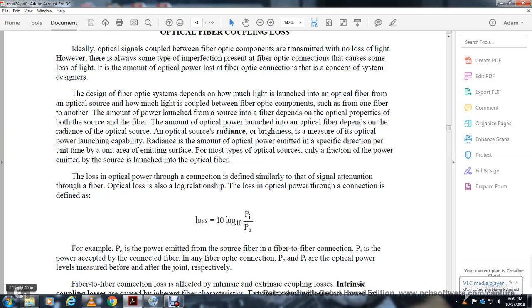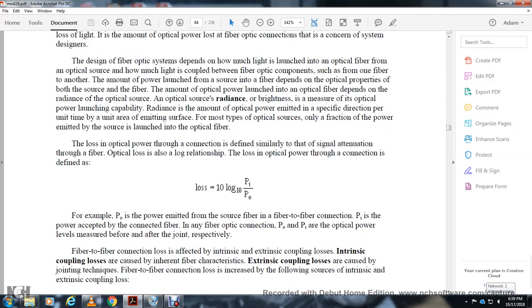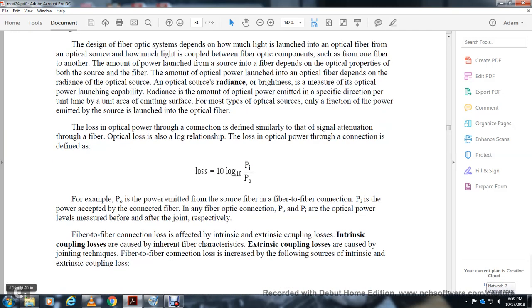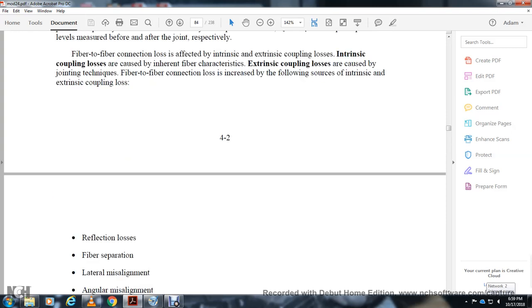Power input and power output are the optical power levels measured before and after the joint, respectively. Fiber connection loss is effectively intrinsic coupling loss. Intrinsic coupling losses are caused by inherent fiber characteristics. Extrinsic coupling losses are caused by the joint technique. Fiber connections have losses, and the following increase the intrinsic coupling losses.